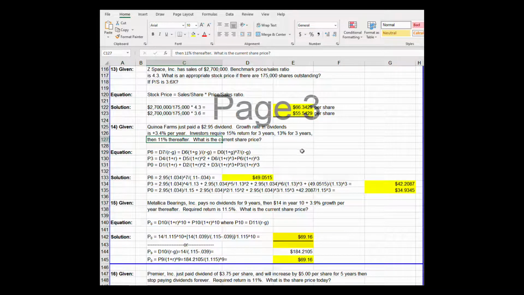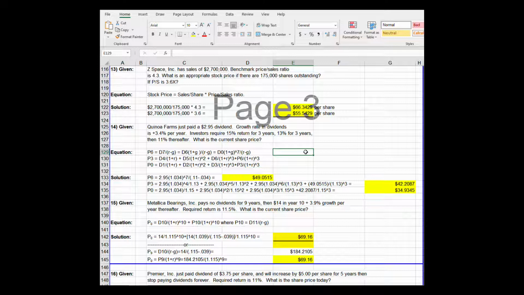Again, in this case, this gets more complex, one of the more complex methods of valuing a stock, and that is the wildly fluctuating stock valuation equation. Draw myself a timeline of dividend D0 at $2.95, and then it's going to grow 3.4% per year all the way out going forward. And so where do I stop and where do I start?